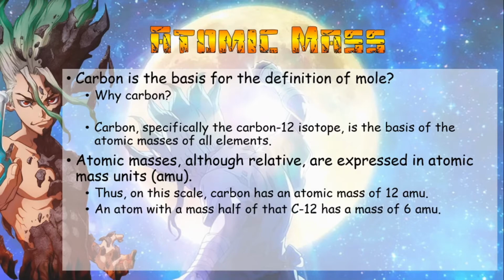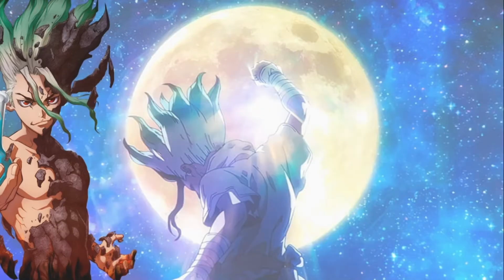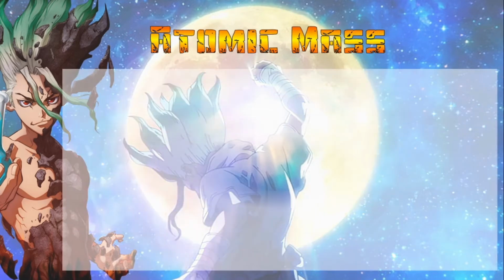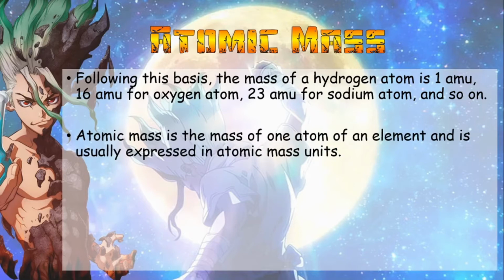An atom with a mass half of that of carbon-12 has a mass of 6. An atom with twice the mass of carbon-12 has a mass of 24 AMU. Following this basis, the mass of a hydrogen atom is 1 AMU. For oxygen, 16 AMU. For a sodium atom, 23 AMU, and so on. Atomic mass is the mass of one atom of one element and is usually expressed in atomic mass units.